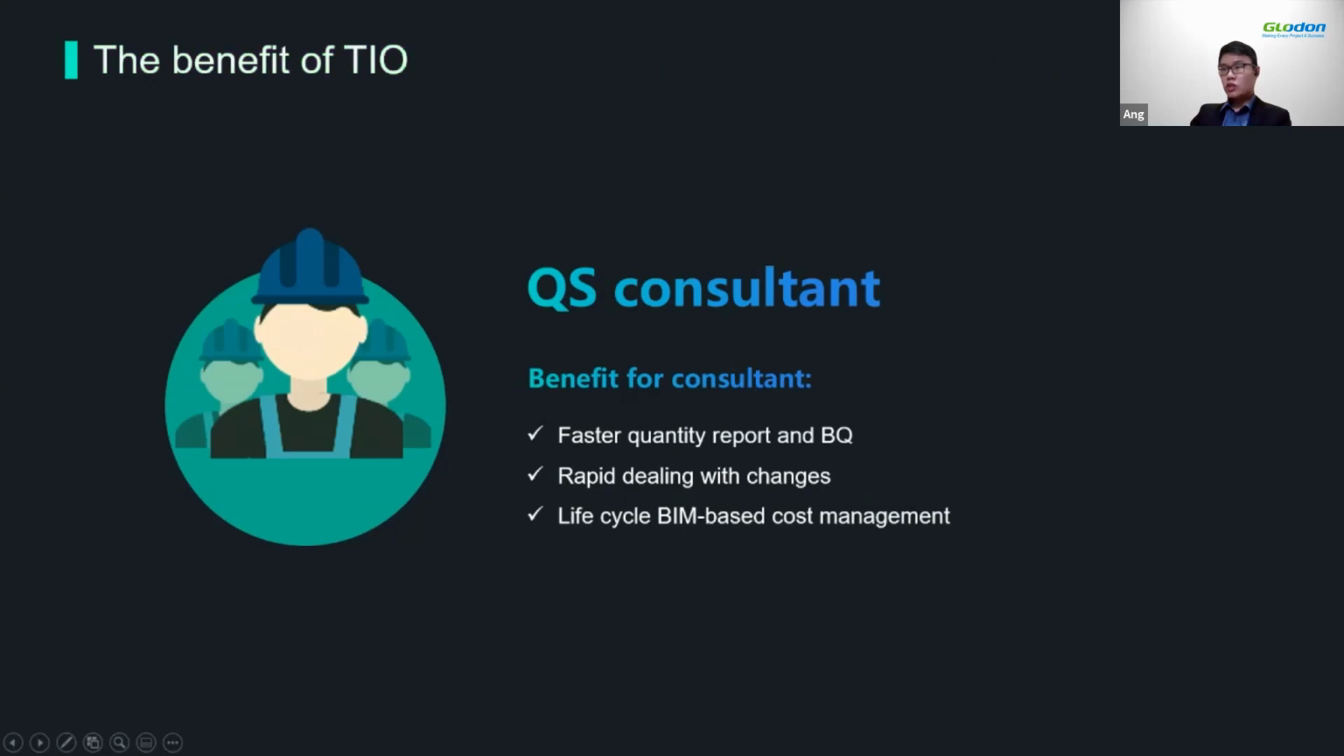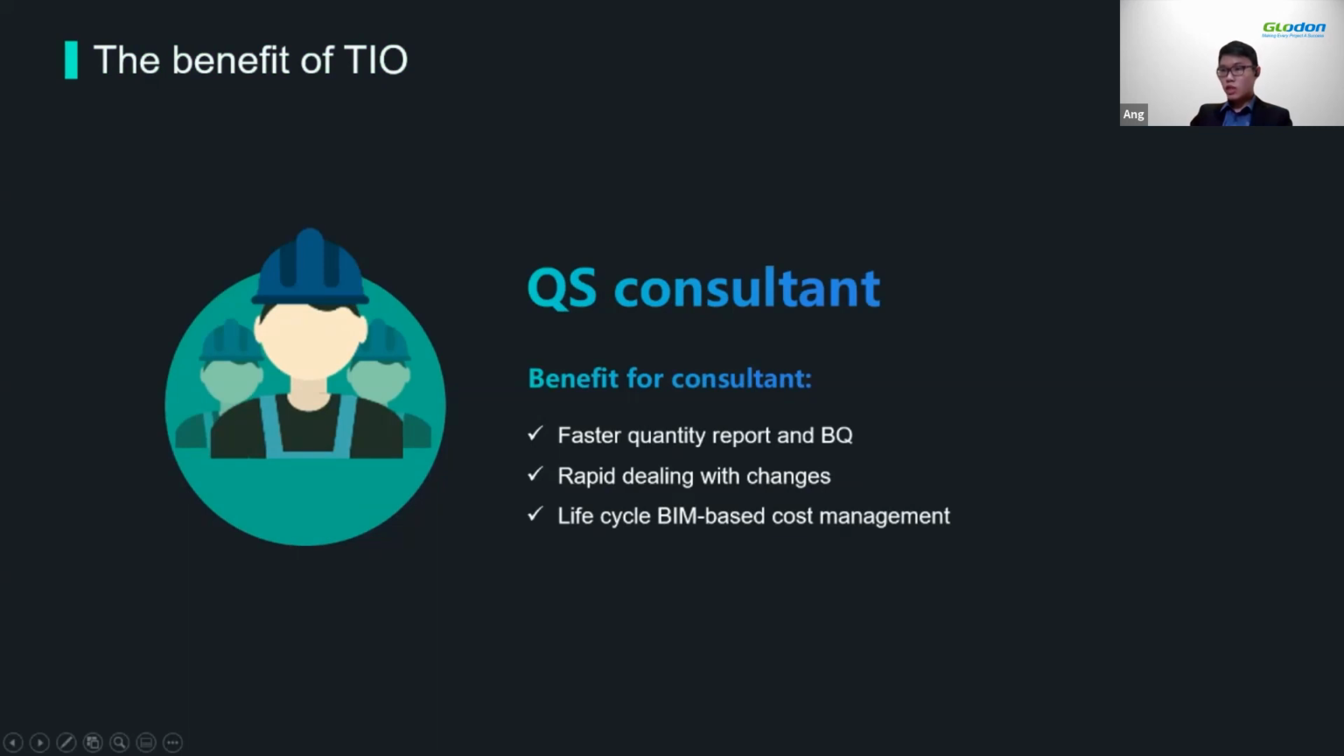Moving on to the QS consultants, there are also several benefits. The first one is, of course, a faster quantity report and BQ. QS consultants usually need to prepare a series of documents for the BOQ. By using TIO, they can get the quantities rapidly from the model, and then do the quantity linking from the model into TBQ to generate a BQ. So it'll be way, way faster.